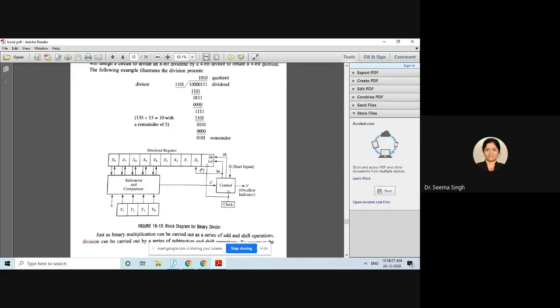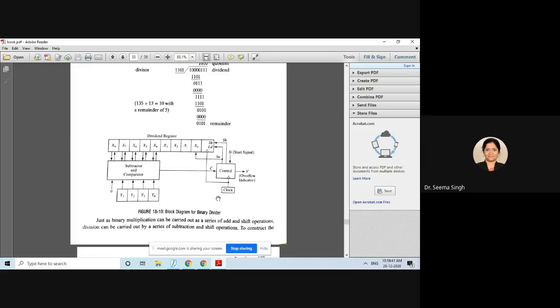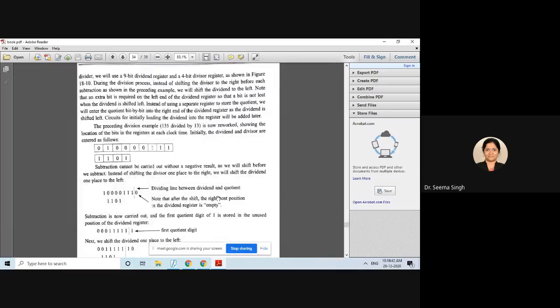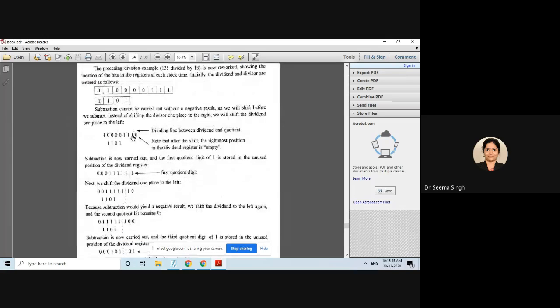Of course, start and load is there in the beginning, which is taking care of shift operation and subtraction operation, and meanwhile it is storing your quotient and your remainder also. So this is a very simple block diagram. Now let us see, this is all showing how your quotient is being stored and being shifted.